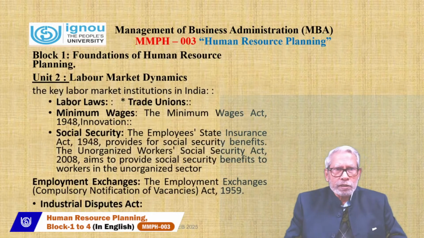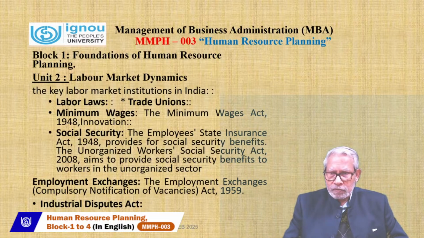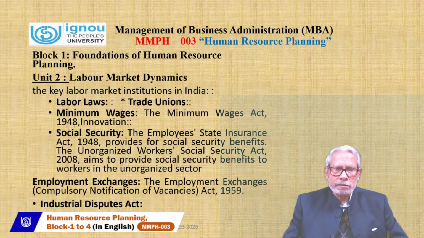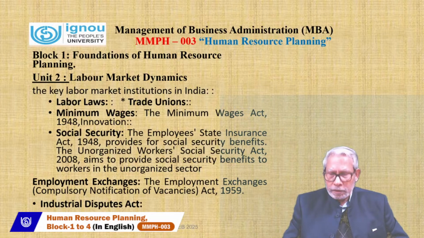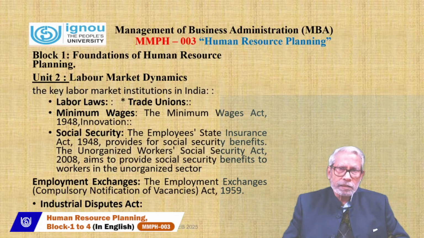Now the second unit elaborates some of the labor market dynamics. So what are labor market dynamics? There are labor laws. Then you have to see the trade union is also there. Whether the regulations are being maintained or not. And what the minimum wages are as per the act, whether it is implemented or not.